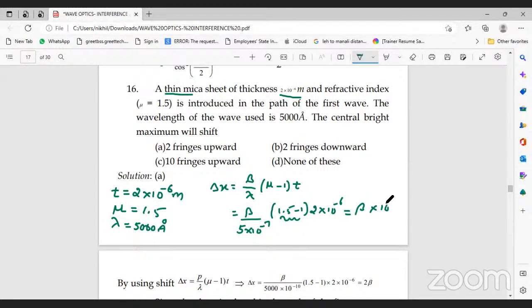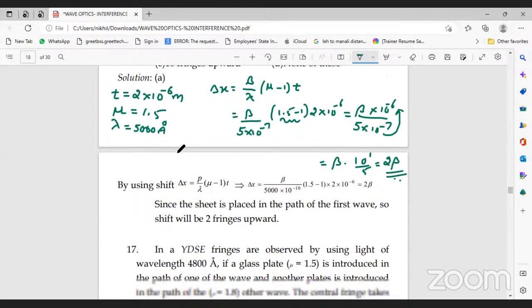So the shift equals beta times 10 power minus 6 by 5 into 10 power minus 7. Or you can write this as beta times 10 power 1 by 5, and 10 by 5 is 2. So what is the number of fringes it is going to shift? 2 fringes, and it shifts upward. So option A is correct.